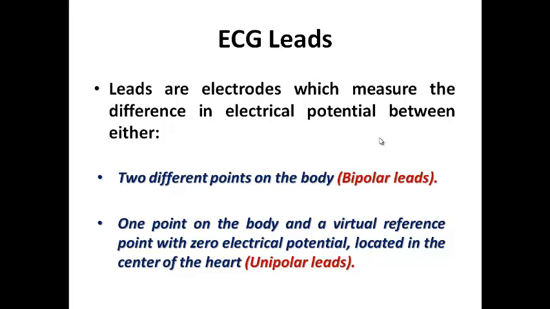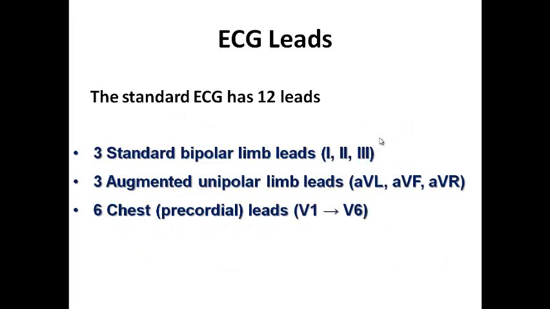We know that the ECG leads are electrodes which measure the difference in electrical potential between either two different points on the body, and at that time we call them bipolar leads, or one point on the body and a virtual reference point with zero potential located in the center of the heart, and at that time we call them unipolar leads. So we have bipolar leads and unipolar leads, and this is the idea of the ECG lead: how it can measure the electrical activity of the heart.